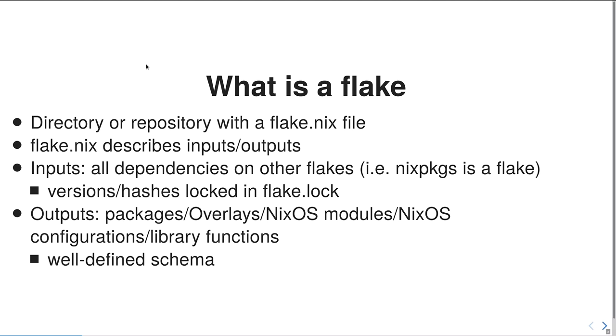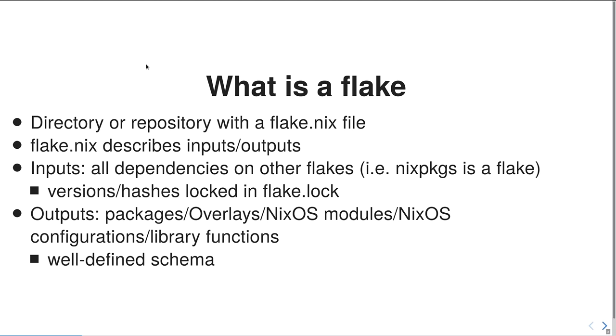And the flake.lock, if you, for example, pin Nix packages, it will have the Git revision there, as well as the hash for that. So when someone else tries to use the flake, they will get the same inputs as what the creator of the flake.lock got. And the output itself is then a well-defined schema, which I will later in this talk also explain.